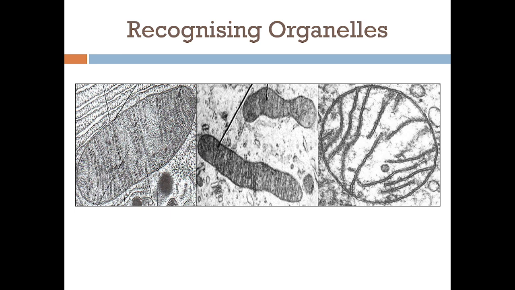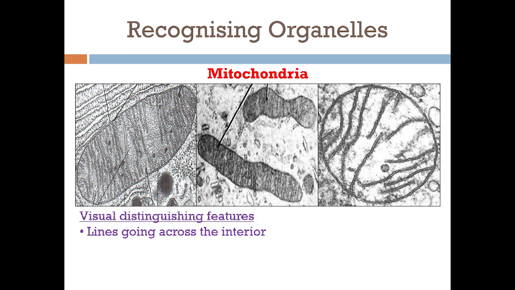Next, this would be the mitochondria, 4 of them actually. The most telltale, the most obvious distinguishing feature of mitochondria would be lines going across the organelle. In all 3 diagrams, or 4 mitochondria, because the middle diagram has 2, you can see the lines going across.